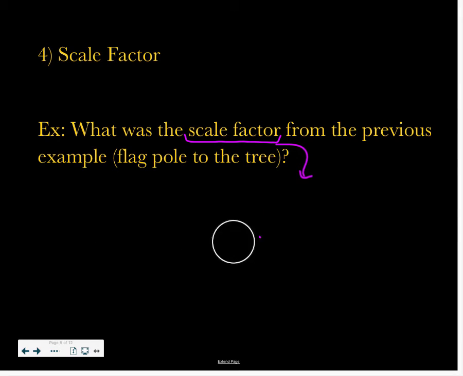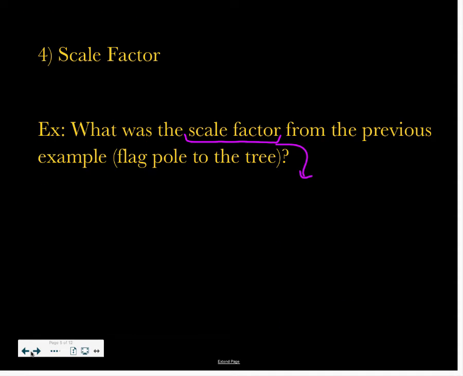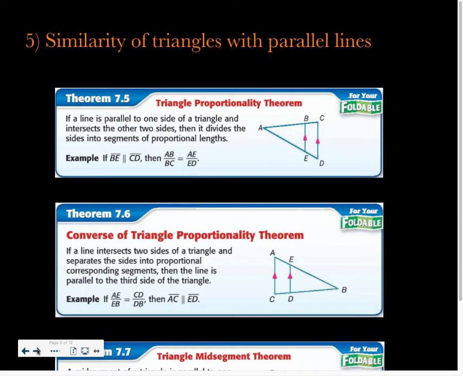Okay? So let's go back and look, what was the scale factor from the previous example? If we go back and look, our scale factor is right there, 5/13. It's our corresponding parts on our triangles, okay? That is what we were multiplying by in order to get to our height of 15.6 feet. The next thing is similarity of triangles with parallel lines, okay?